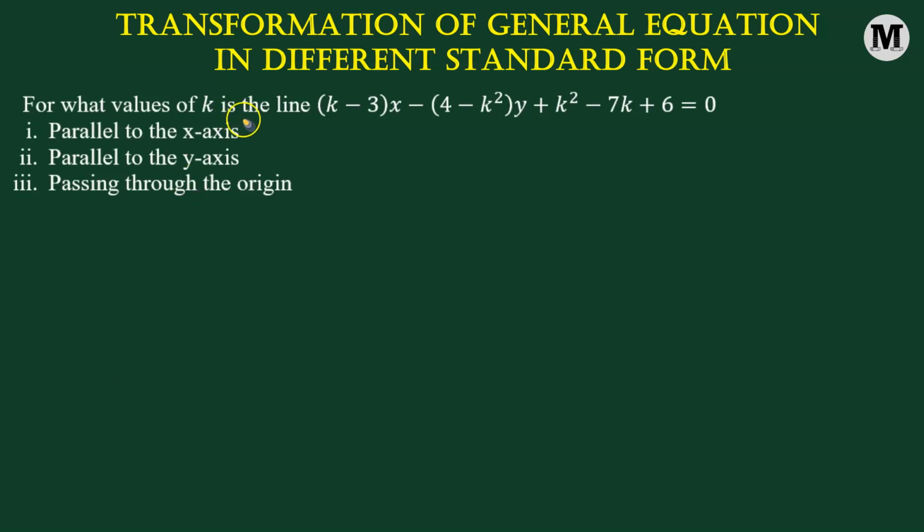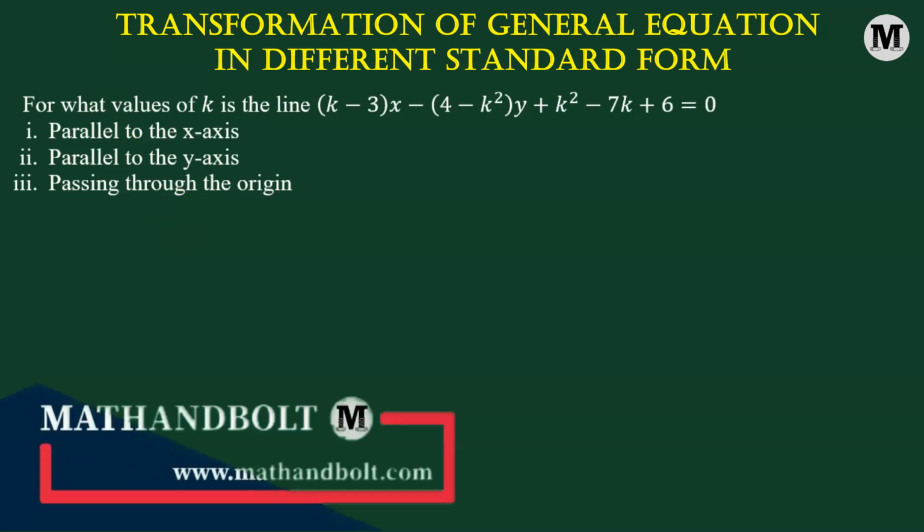For what values of k is the line (k − 3)x − (4 − k²)y + k² − 7k + 6 = 0 parallel to the x-axis, parallel to the y-axis, and passing through the origin? Okay, we'll deal with each of the problems one by one.